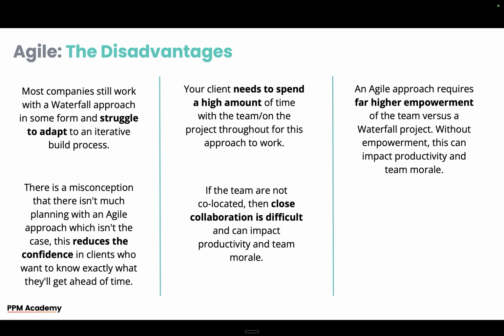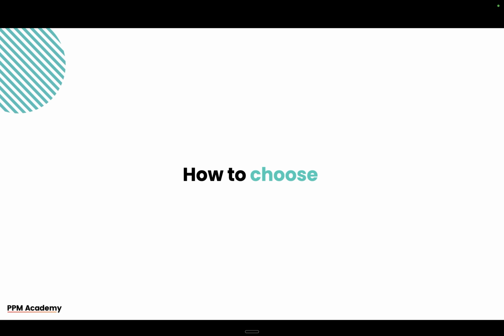And an agile approach requires far higher empowerment of the team versus a waterfall project, because otherwise it can impact productivity and team morale. And by this, I mean, because you're iteratively building out the product, you've got to be making the decisions on what's the best approach, how should we build this, what's the good customer experience, right, we should do it this way, we should do it that way. Lots of conversation, which is really, really good, versus waterfall, you're just following a plan, which is essentially those requirements at the start. So people don't have to think as much. When people don't think, there's typically more problems and you won't get as good a product at the end of the day.